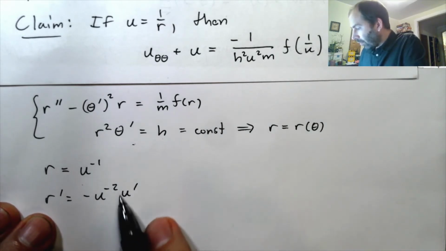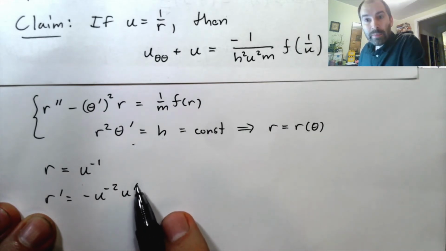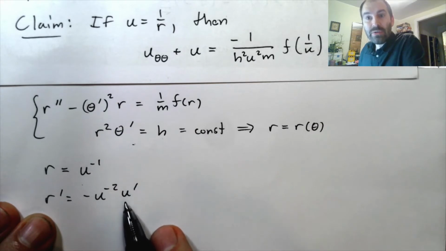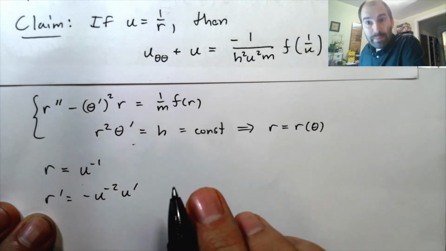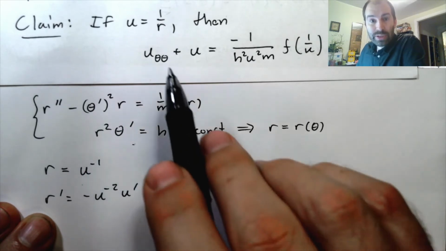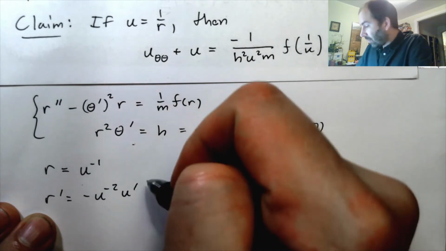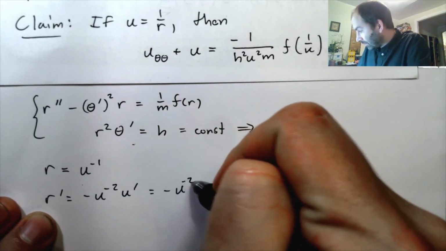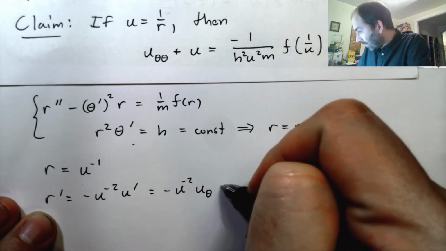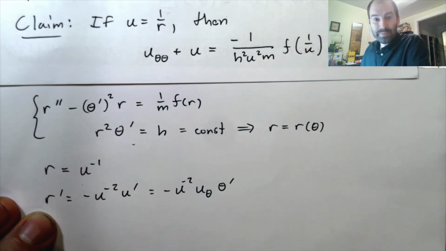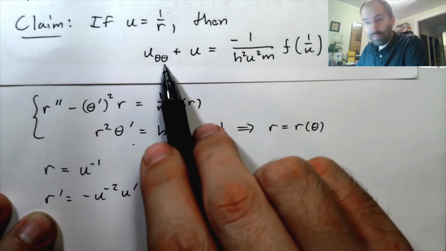But let's now remember the chain rule. So u prime is du dt. But the chain rule says that du dt is du d theta times d theta dt, keeping in mind that because u is 1 over r and r is a function of theta, u is a function of theta. So this is du d theta times d theta dt. Okay, cool. We're getting our u thetas that we need.